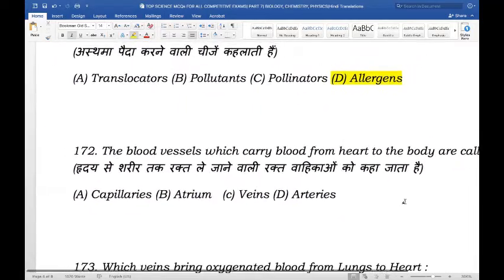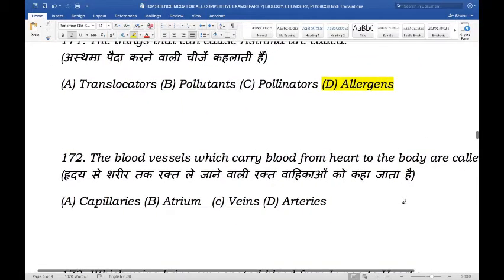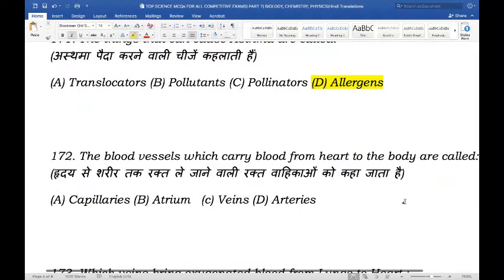Next question. Blood vessels which carry blood from heart to the body are called, is it A, capillaries, B, atrium, C, veins, or D, arteries? So the blood vessels which carry blood from the heart to the body are called atrium. B is the correct answer.